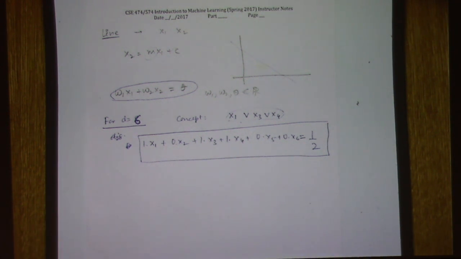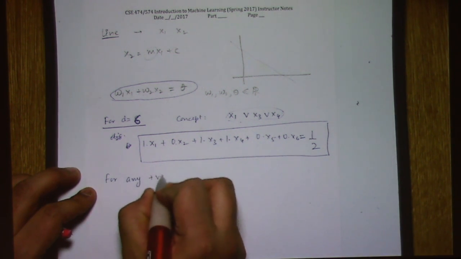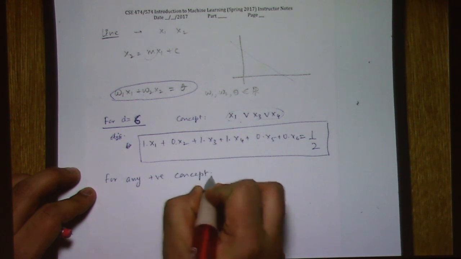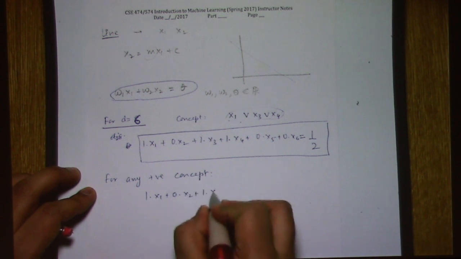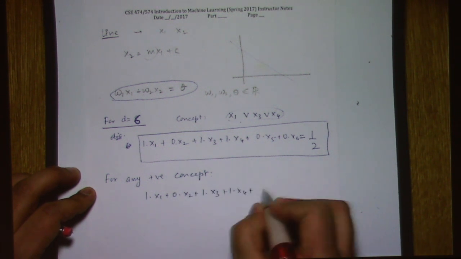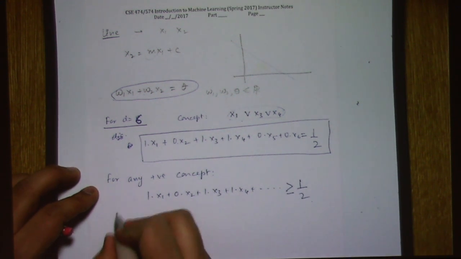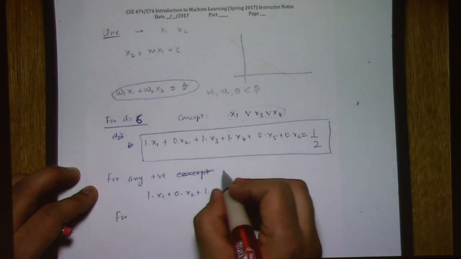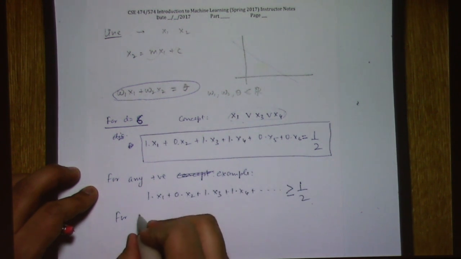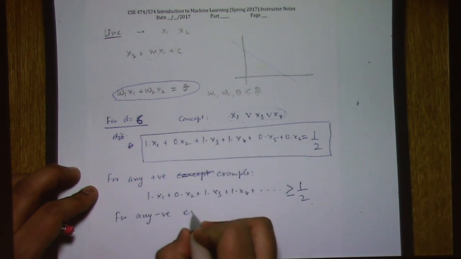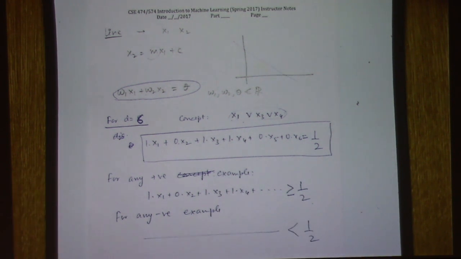In fact, you can also show that for any positive example, any example that is labeled as positive by that concept, 1 times x1 plus 0 times x2, x3, 1 times x4, and so on, will be greater than half. And for any negative example, it will be less than half. So it will be on the other side of the line.